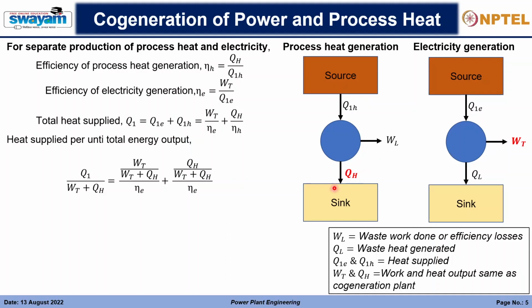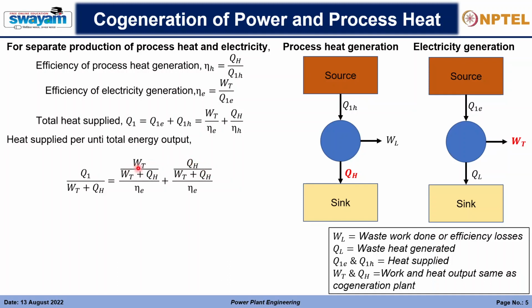We are getting QH to the heat treatment processes, and the electricity generated, WT. So these are the total energy we are getting as output, right? So Q1 per WT plus QH. We will be writing it as WT by WT plus QH and QH by WT plus QH.